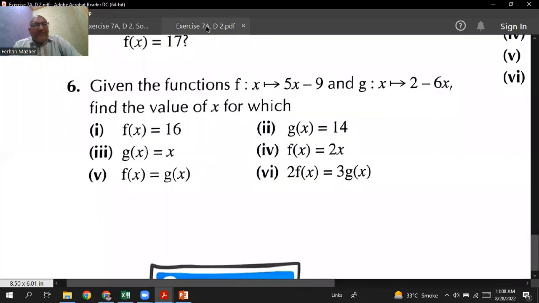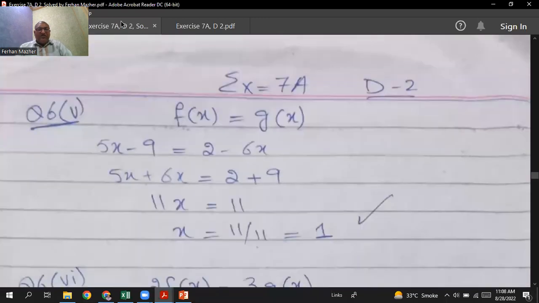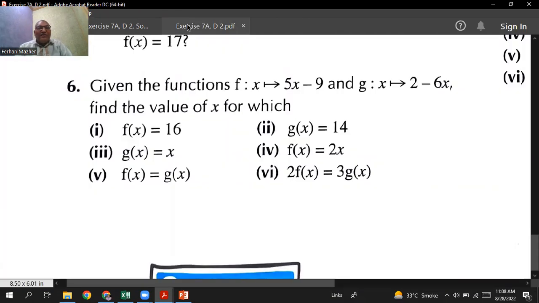It says f of x is equals to g of x. So we will make both of them equal to each other. So 5x minus 9 is equals to 2 minus 6x. So 5x plus 6x is equals to 9 plus 2. 11x will be equals to 11. So x will be equals to 11 by 11, and that will be 1. Very simple and straightforward. Then he says 2 times f of x is equals to 3 times g of x.